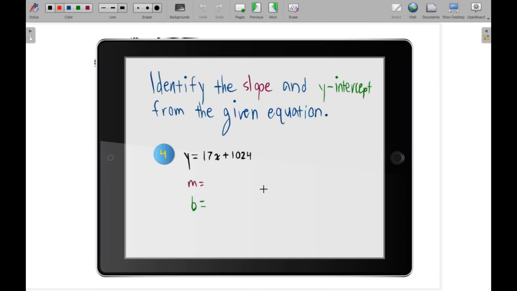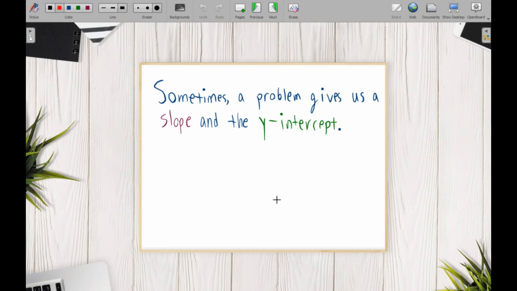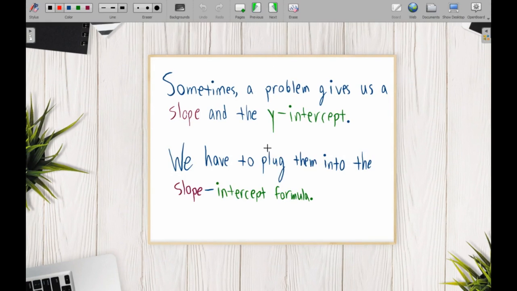Try this one. Our m is our 1024, right? No, that's our y-intercept. Remember, we're dealing with y equals mx plus b. So our m is our slope. Our m is 17, and our b is 1024.